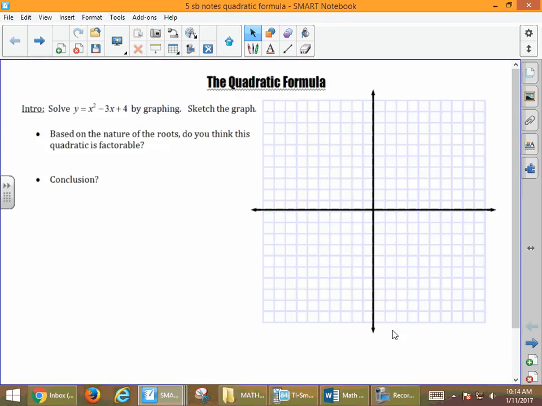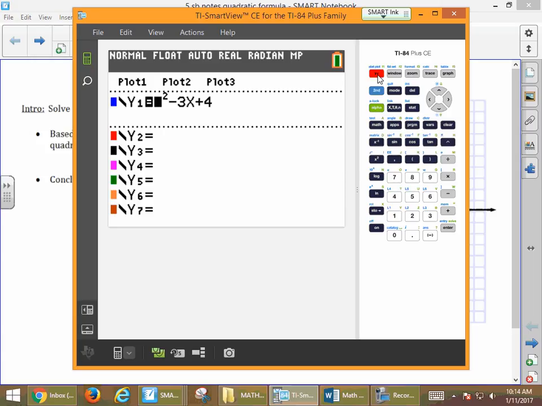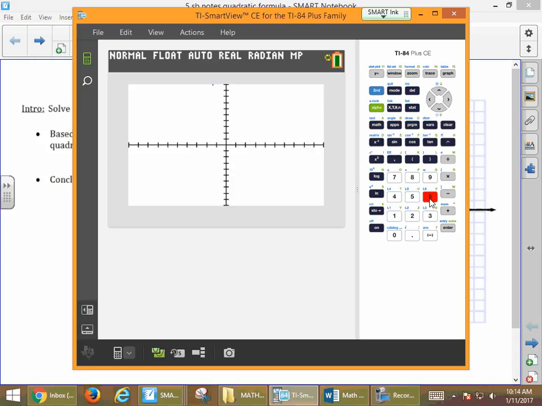And so what we can do is we can take this x squared minus 3x plus 4, and we can type it in the calculator. And I think I might have mine in the calculator already, and I do. X squared minus 3x plus 4. And when we type this into the calculator, we get this picture.